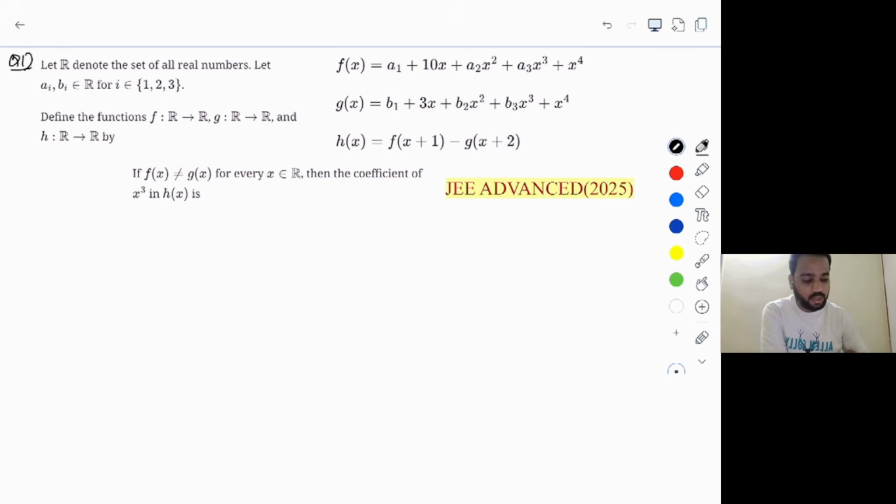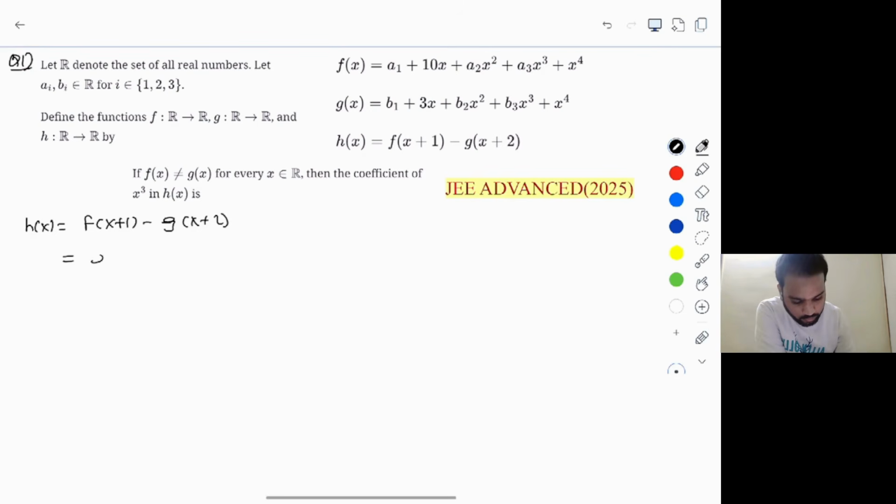Okay, now let's start analyzing the question here. The first thing, f of x and g of x are already given to you. The only thing is you have to construct the function h of x. So let us do that. If you look at the function h of x here, h of x is given as f of x plus 1 minus g of x plus 2. So let us try to write down f of x plus 1 function, right? Because already we have the function f of x there.